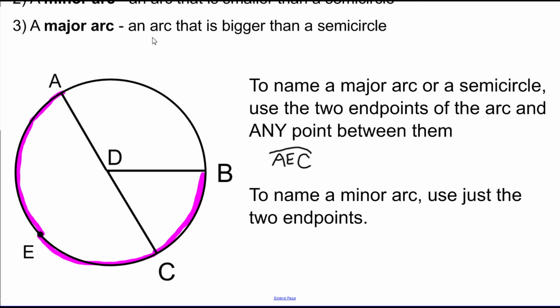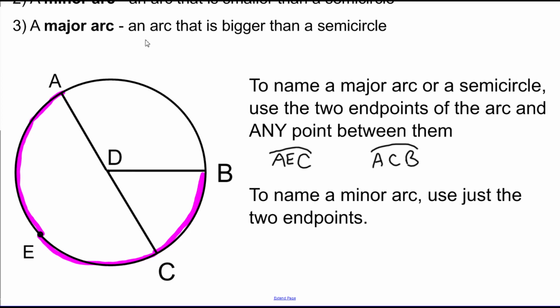We're going to use the two endpoints, right? So for us, that would be it starts at A and it ends at B, and then we're going to use any point that is between A and B in the direction that we're traveling. So I could also call this AEB. I could use this point E, or if I wanted to, I could also use the C. Both of these are points that are on the purple arc, so I can use either of them. I'm going to call it ACB, right? It doesn't matter. We could have called it AEB, and we'd be talking about the same arc, right? So again, I'm going to use those 3 letters, okay?